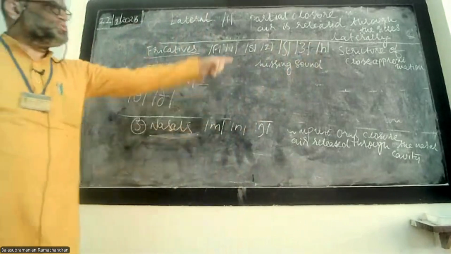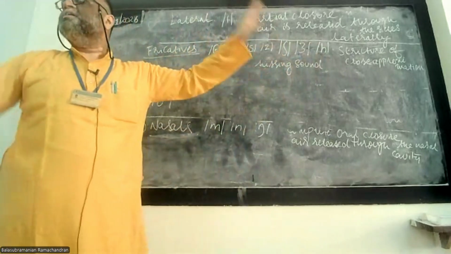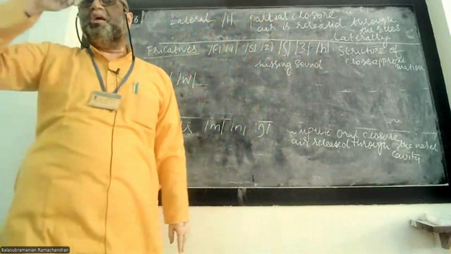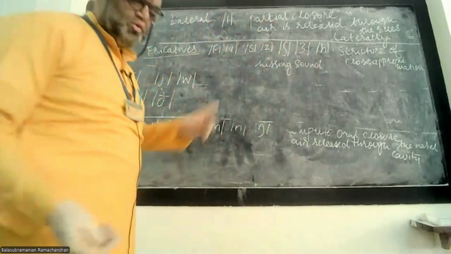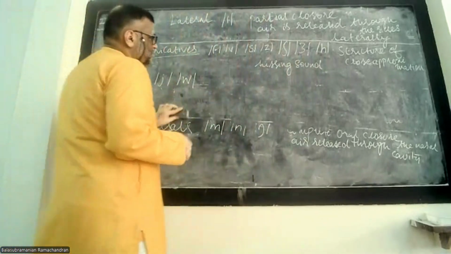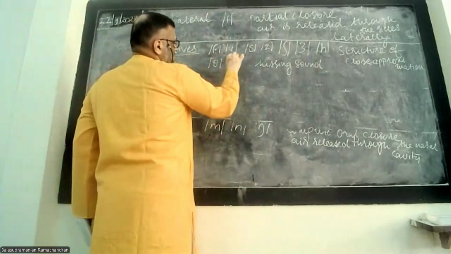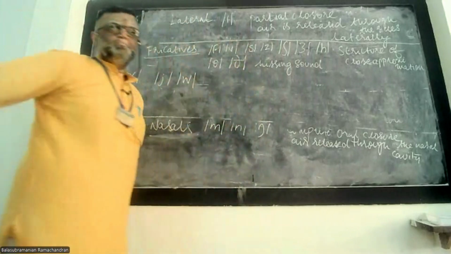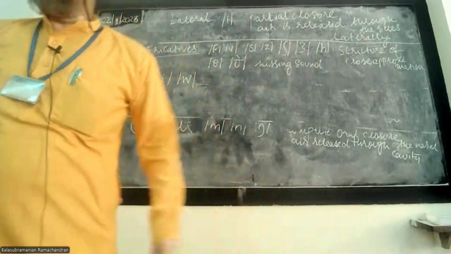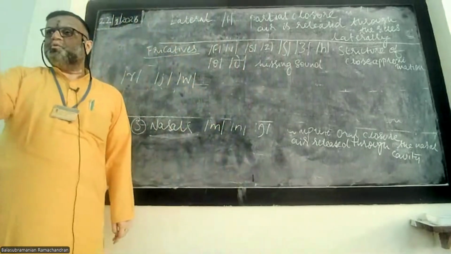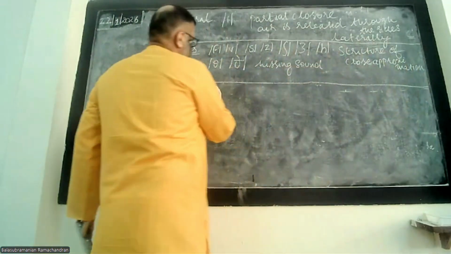They are also produced with the stricture of close approximation. They are also fricatives. So fricatives are not 7 but 9. Okay. Good. So now we have 21, 22, 23, 24. Let's come to this.